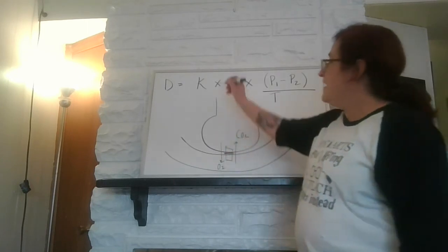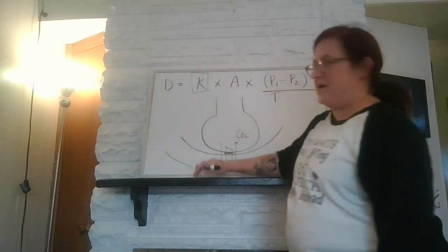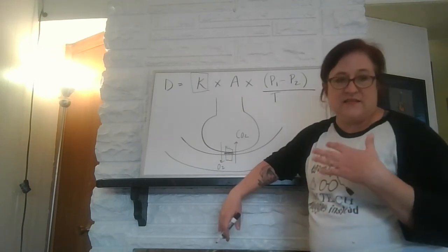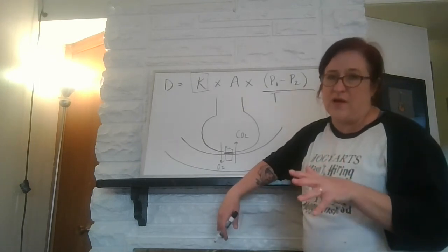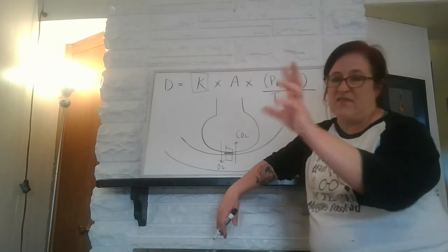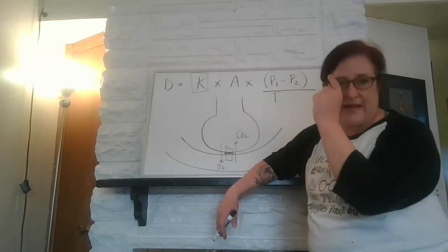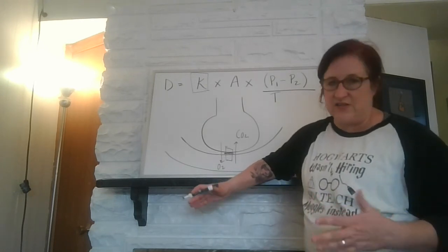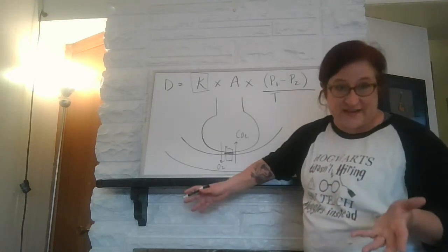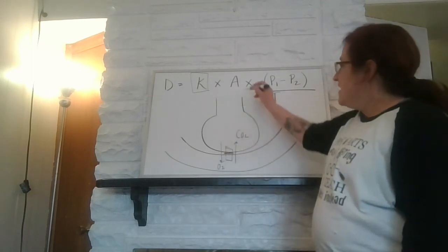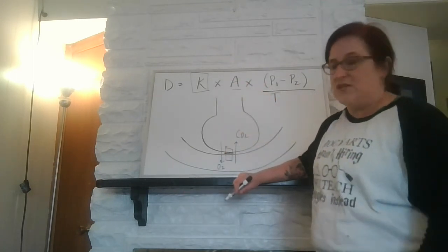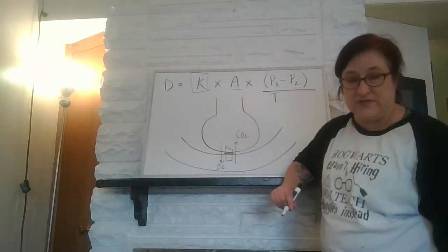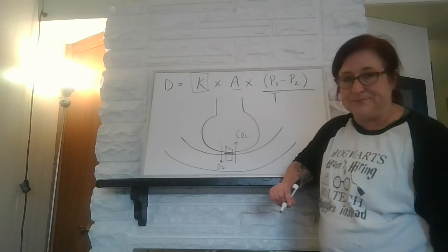So K is a constant. You don't have to worry about that in terms of pathophysiology for our class. It is the diffusion constant, like what I will predict the amount of oxygen that would pass through based on its solubility. So that's a constant calculation, it's just there. But it does affect things, obviously. A is for surface area. So how many alveoli are open and ready and able to be used? How can I get there?